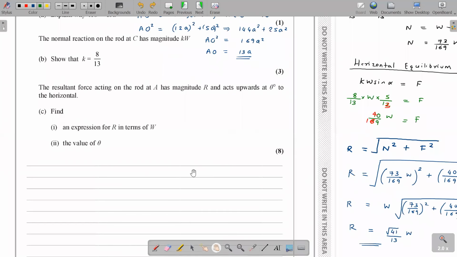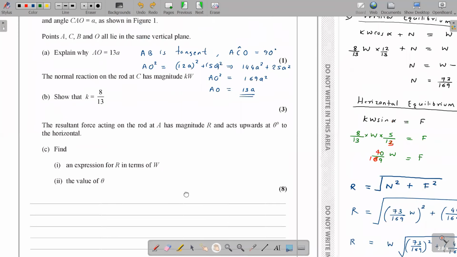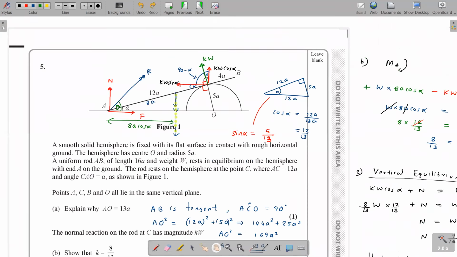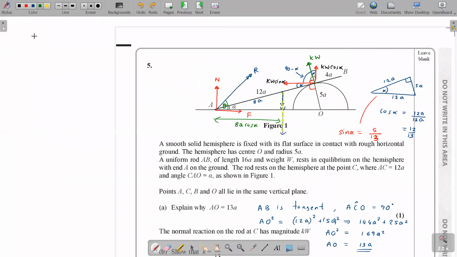Okay, then next part, find the value of theta. How do we find the theta value? This is similar to what we do in projectiles. So what do we do here? You have here N, because it's not clear, I'm just drawing it again. The resultant, so to find theta, we use directly tan theta is equal to opposite over adjacent. In this case, the opposite will be the force N, adjacent will be the F.